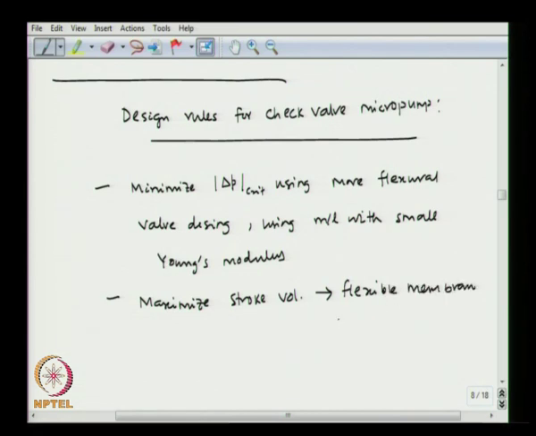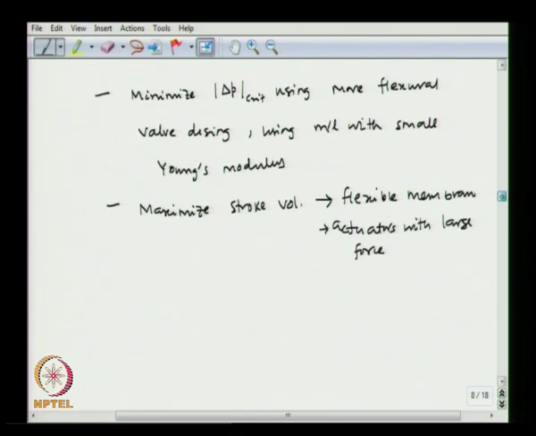It is also possible by using actuators with large force. If the actuators offer large force, the stroke volume can be increased. And the third objective has to be to minimize the dead volume, so that the liquid does not stay idle inside the chamber.